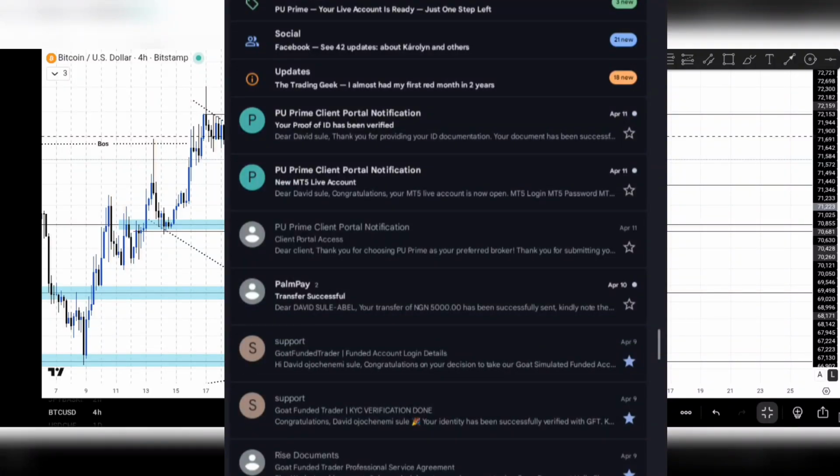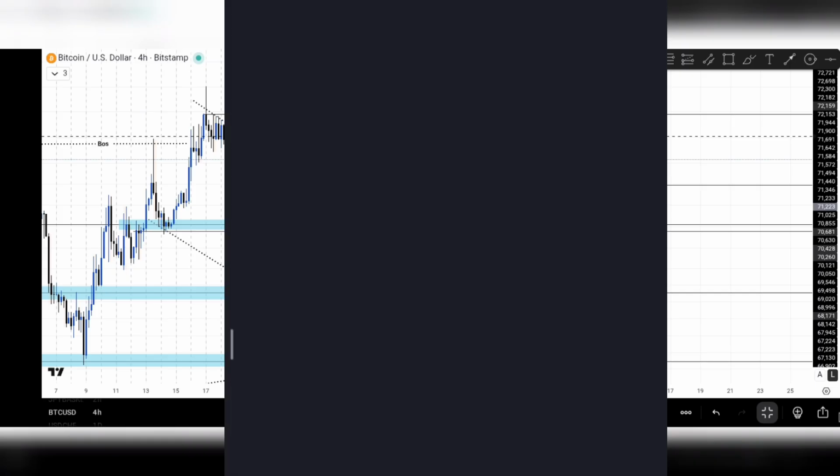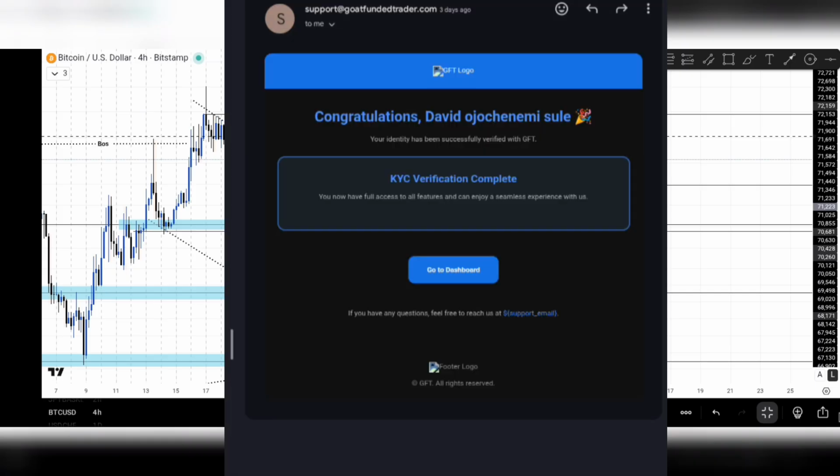So guys, I was sent an email from GoatFunded, and this is the email. This is the KYC verification email that was sent to me when the verification was complete. You can see this is a KYC verification complete. You now have full access to all features and can enjoy a seamless experience with us. So guys, this is the email from GoatFunded after my KYC was verified, after my document was verified.